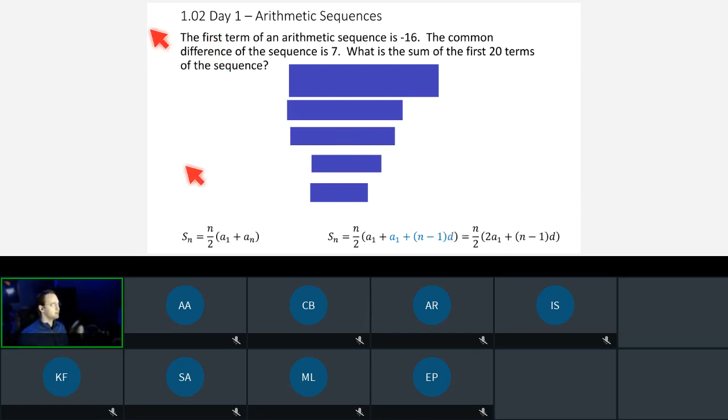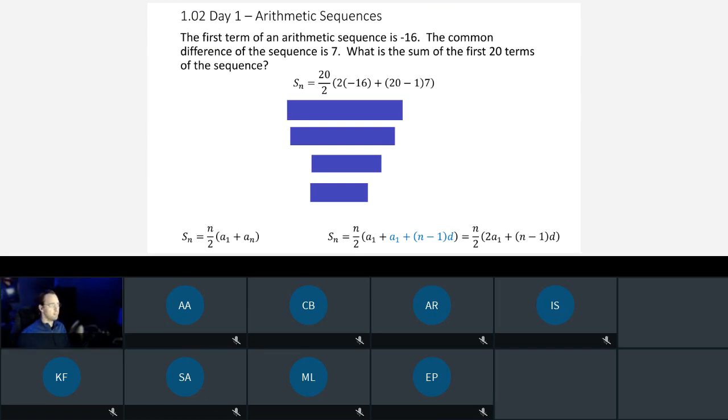This is arithmetic. So we use that second equation on the page here. We just plug in our stuff, and hopefully I plug in the right stuff. And then we just do the maths. We math it.